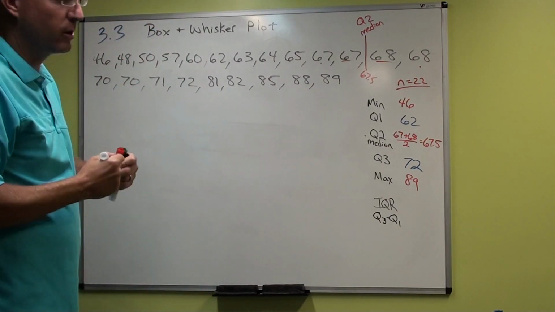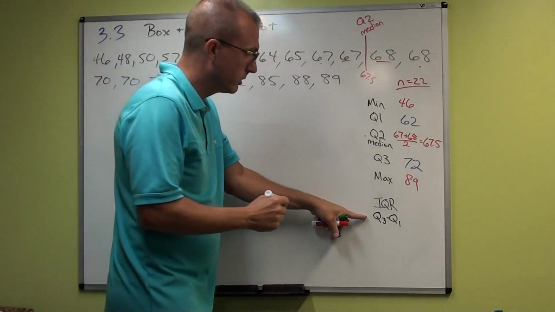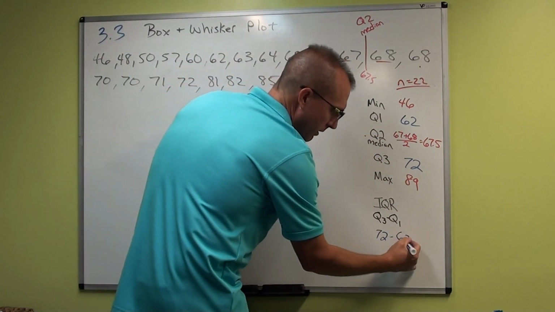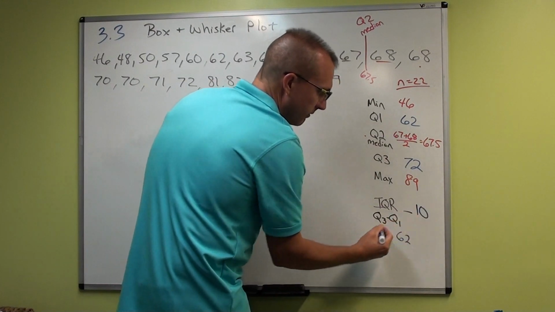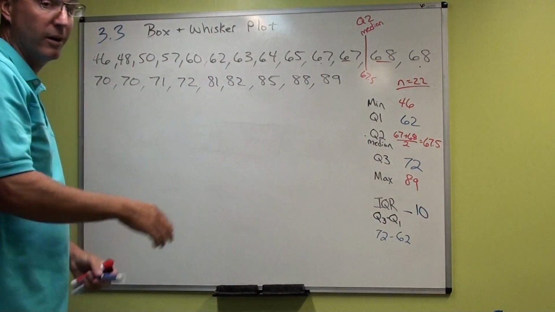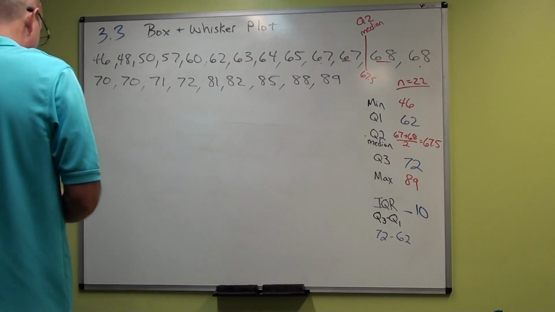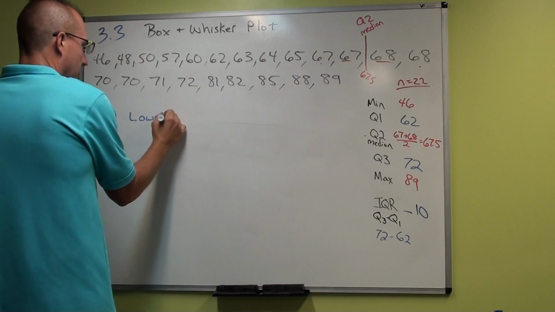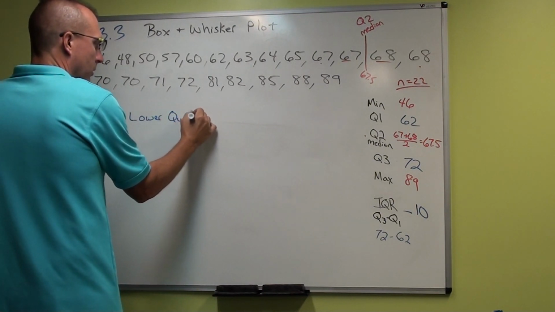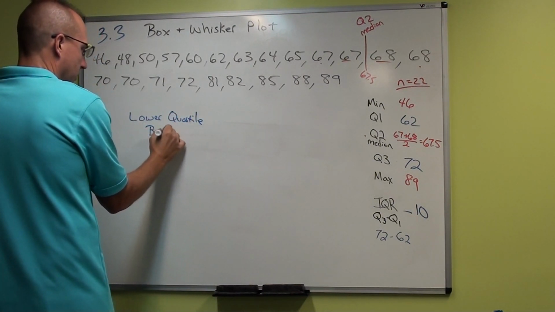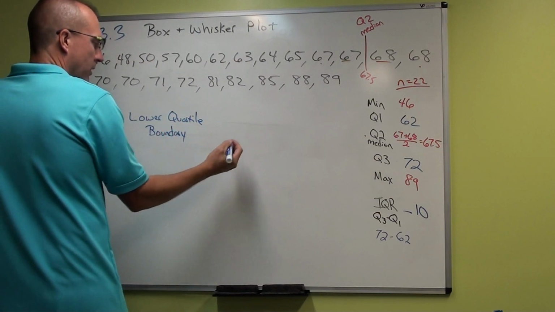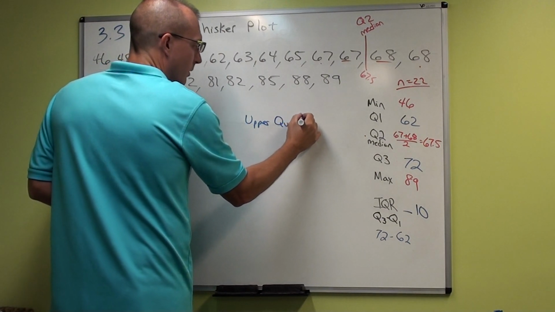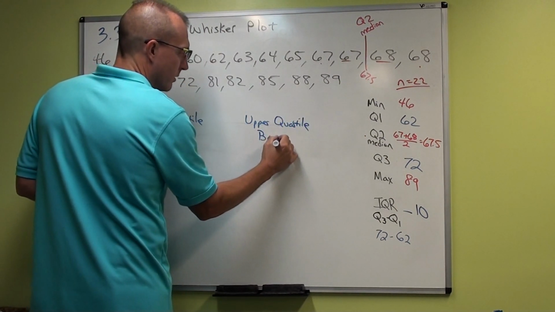Alright. Now we can go over here and do our interquartile range, which is 72 minus 62. This is going to give us a 10 for that. Alright, so now a lot of that information is finished. Now we have to find our lower quartile boundary, and then our upper quartile boundary.